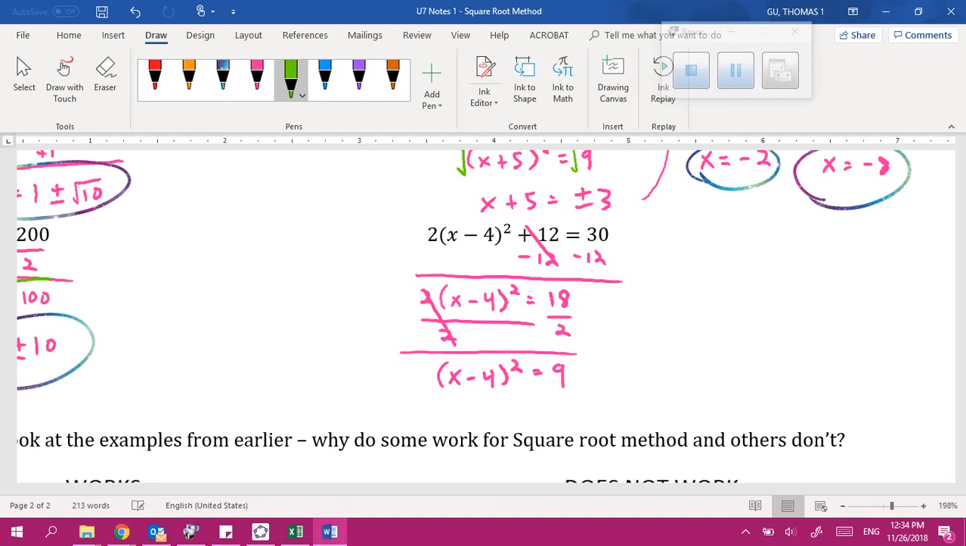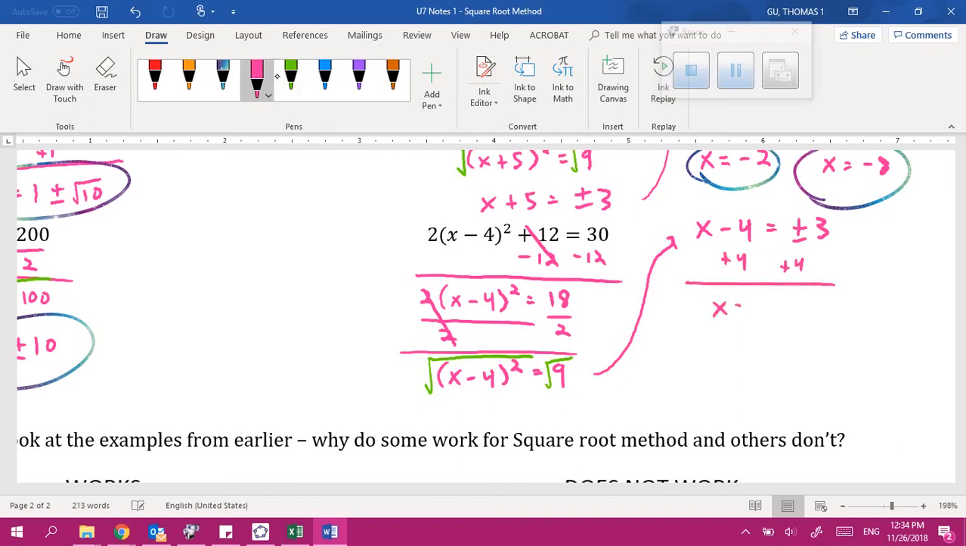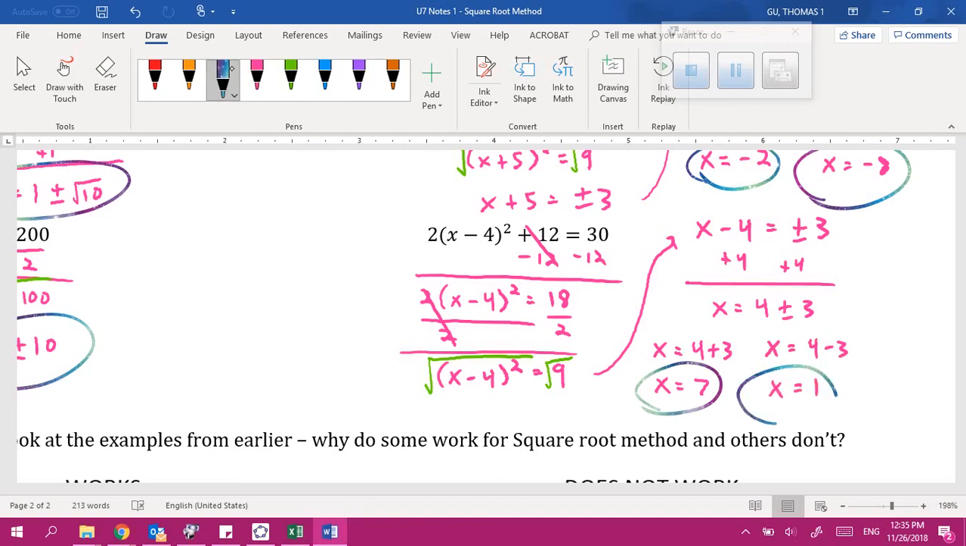What do I do here? Square root to get rid of the squared. x minus 4 equals plus or minus 3. Very good. And then add 4. Okay, can I leave my answer like that? No. What do I need to do? Right? That's right. So one of my answers is x equals 7. Very good. And now for my other answer? Yes, so x equals 1. Nice. That's perfect. So those are my 2 answers.